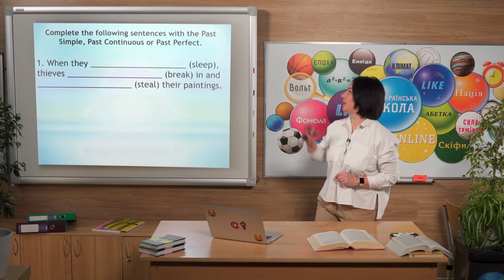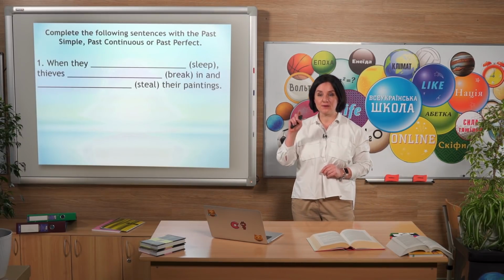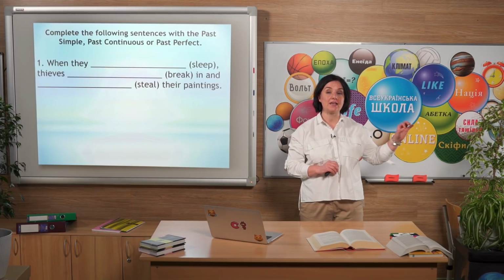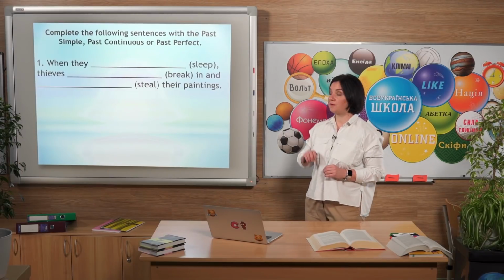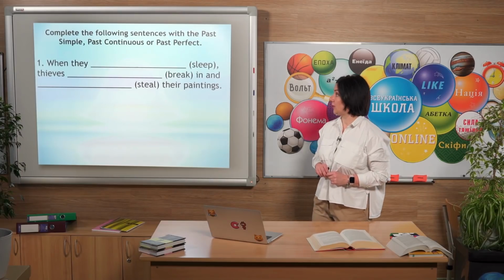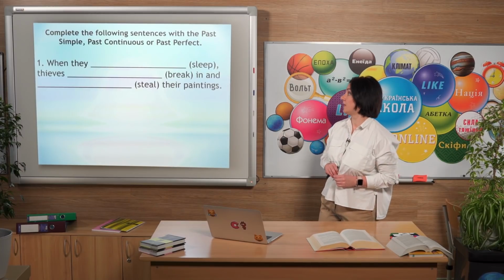So the formation: past simple is the second form of the verb. If it's regular, add the ending -ed. If it's irregular, consult the table if you don't know. Then past continuous: was, were plus the -ing form, was going, were reading. And past perfect: had plus the third form. Again, if you don't know, consult the table of irregular verbs, or it is the ending -ed for the regular ones. So let's take a look at this longer situation.